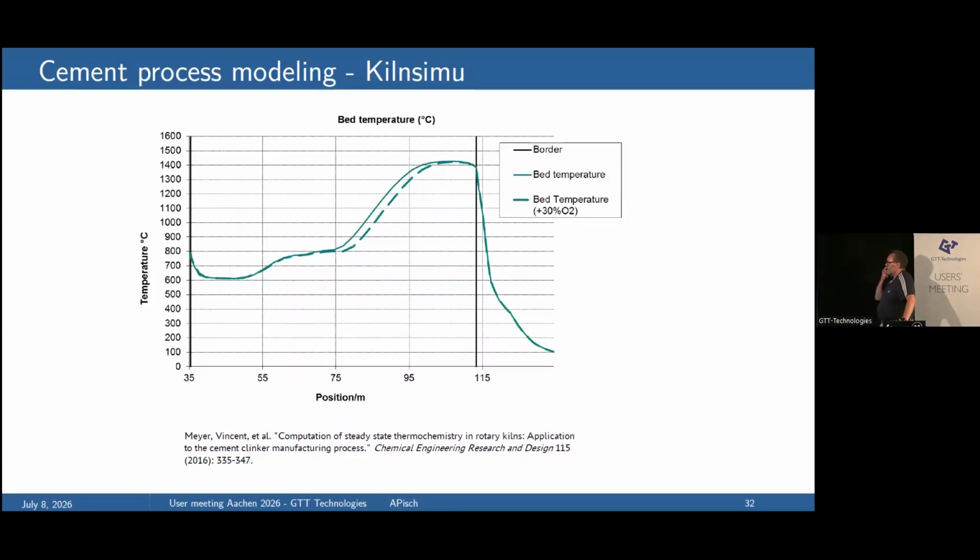So we used it for one example where we used 30% of oxygen. So we enriched the flame with oxygen, and we wanted to know how the temperature changes, with every other parameter the same. And you see the dotted line is the modified temperature, so it becomes a little bit sharper than before.